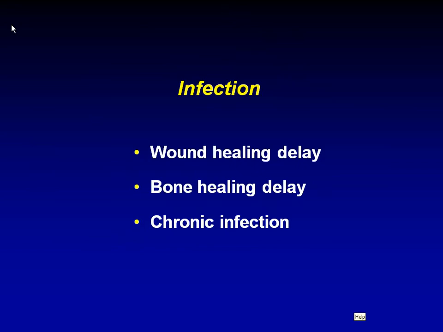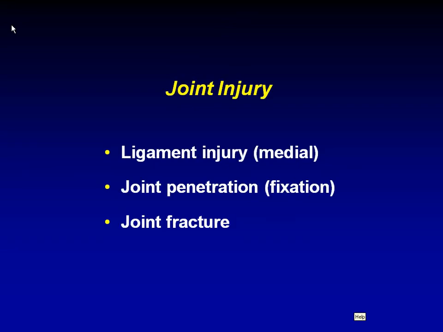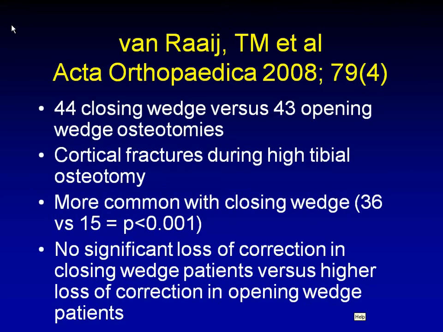Infection, we all know about that: wound healing delay, bone healing delay, and chronic infection. All these patients should be treated similar to total joint replacement patients and should receive prophylactic antibiotics on the day of their surgery. Joint injury can occur, either a ligament injury on the medial side in doing the medial wedge, opening wedge, joint penetration by fixation, or inadvertent joint fracture.